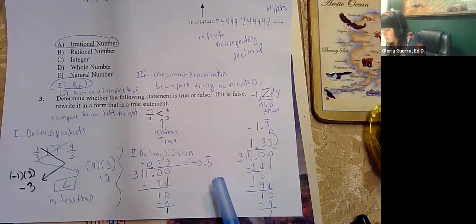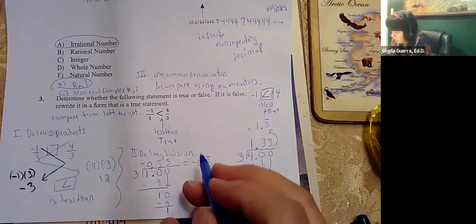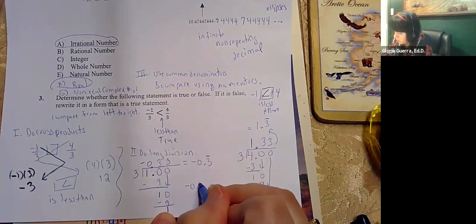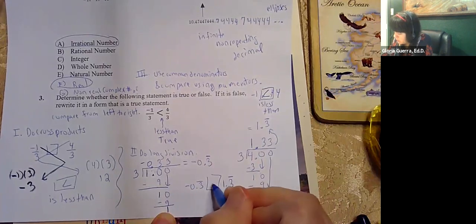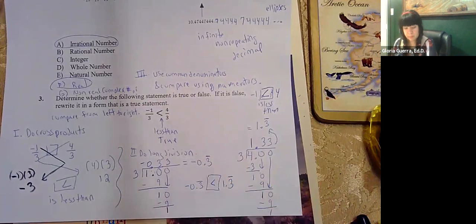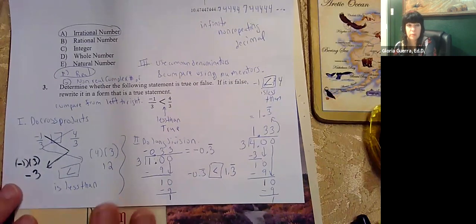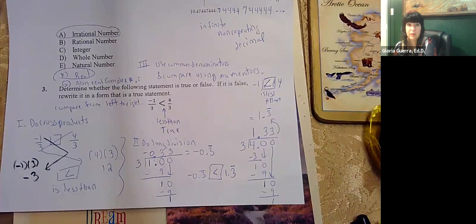And let's see. The other thing I was going to say about this one is that when you compare these, -0.3 is what in comparison to 1.3. So yes, it's less than. But with any of the 3 methods, you end up with similar thinking, which is that this less than symbol is true. There's just a little variation on how you can show that work.